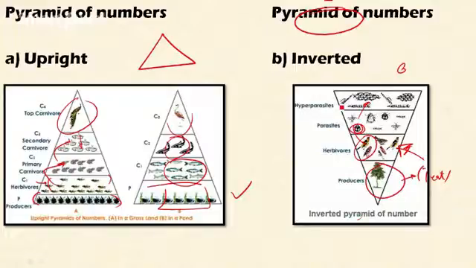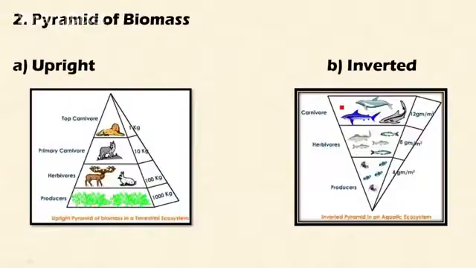This is called the pyramid of numbers. It has both upright as well as inverted structure. Next, the pyramid of biomass. In order to overcome the shortcomings present in the pyramid of numbers, the pyramid of biomass is used. In this principle, the organisms at each trophic level are weighed, all the organisms are compared, and a graphical representation is designed.